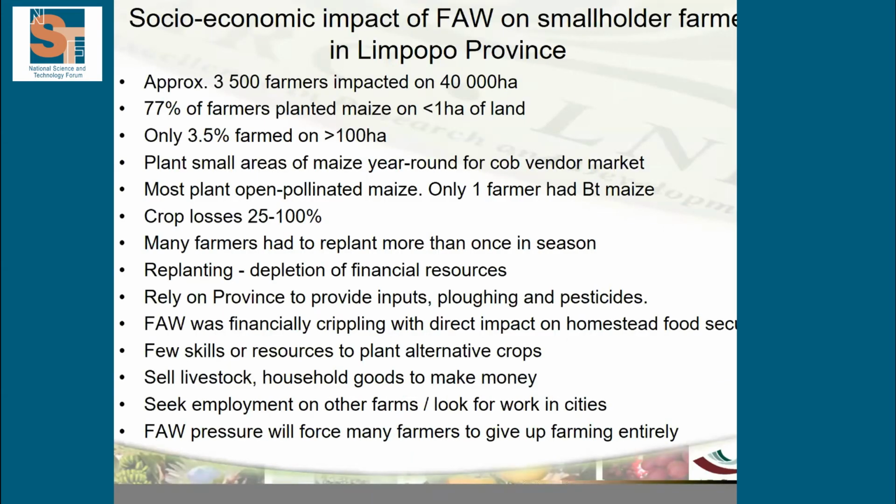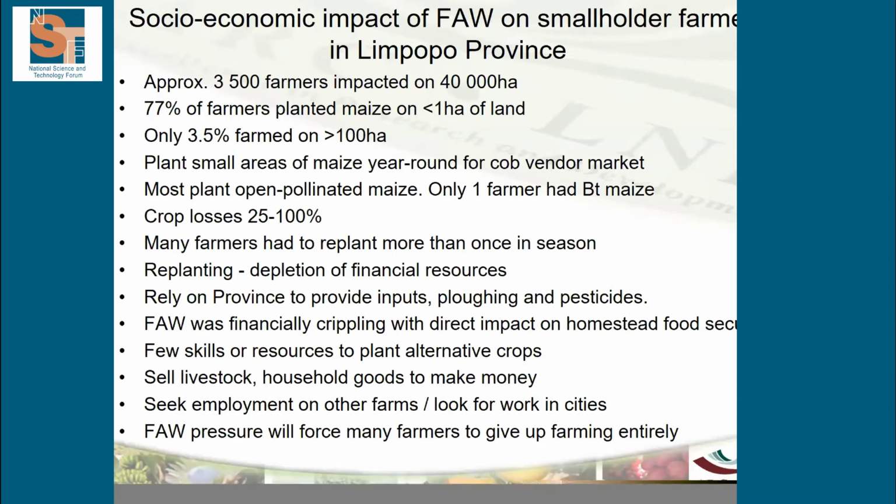Again, the department funded the ARC, and we did a socio-economic study of the impact of fall armyworm in smallholder farmers in Limpopo province. The Limpopo provincial authorities said that there were approximately 3,500 smallholder farmers impacted on 40,000 hectares. 77% of these farmers planted maize on less than 1 hectare of land, so tiny portions of land. Only 3% farmed on greater than 100 hectares. Of these 3,500 farmers, we did a questionnaire survey of just over 300 farmers.